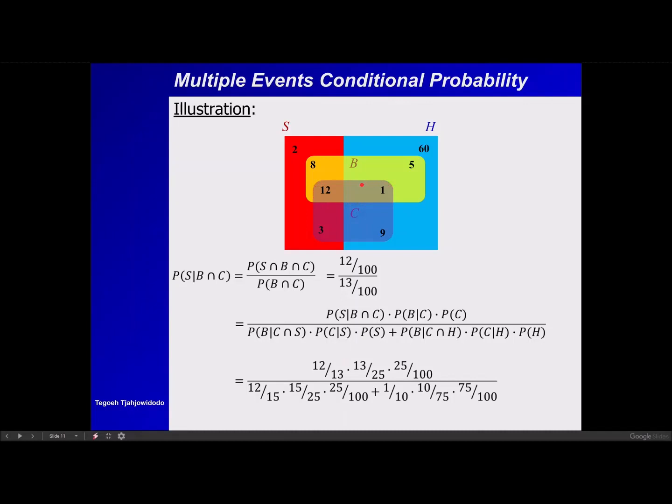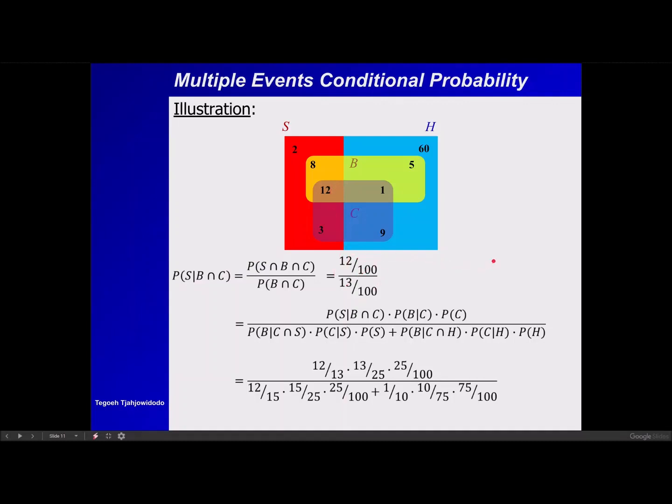And we want to calculate the probability of event S given that the event is within this B and C. So the event S within B and C will be 12 out of this 13. So technically then, looking at this diagram, the probability of S given B and C occurring together will be 12 over 13.